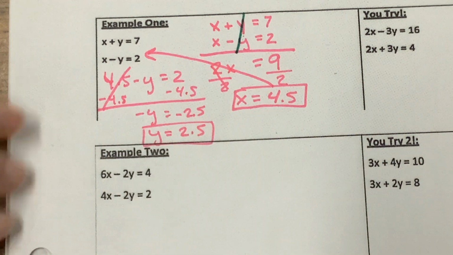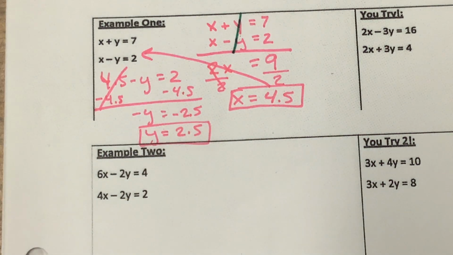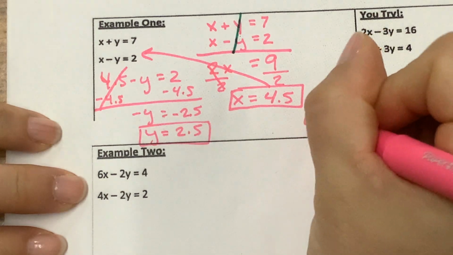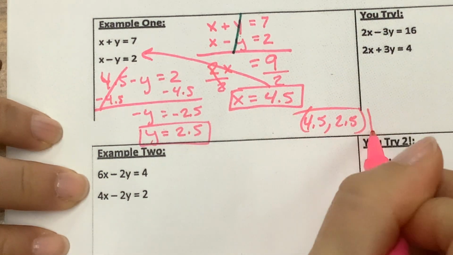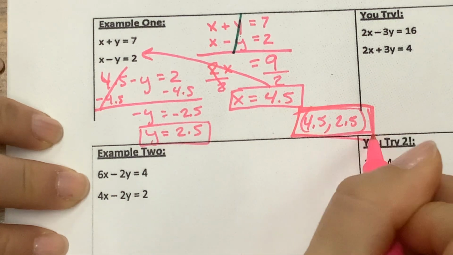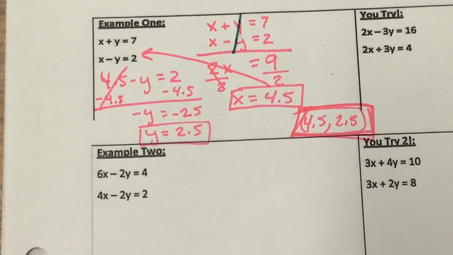So what is our final answer for this? What's our ordered pair? What's the solution? 4.5. Yeah, 4.5, 2.5. That is your final answer. That is where they intersect on a graph.